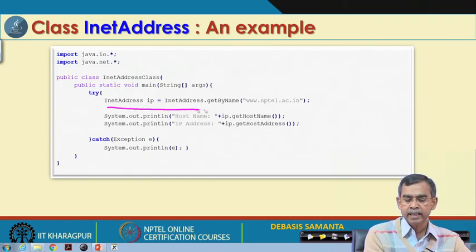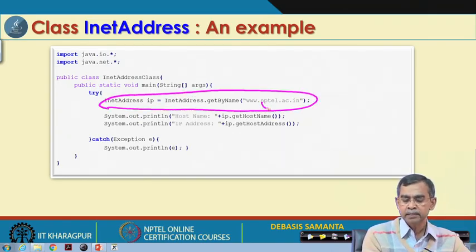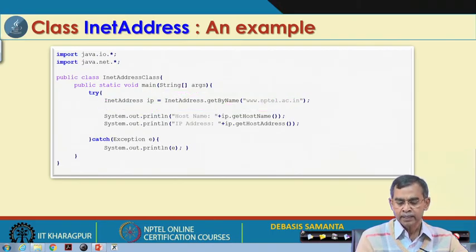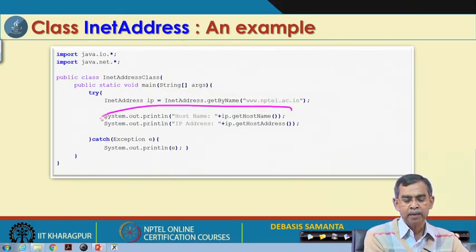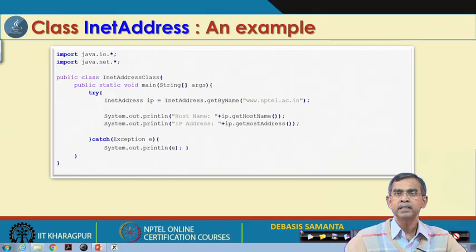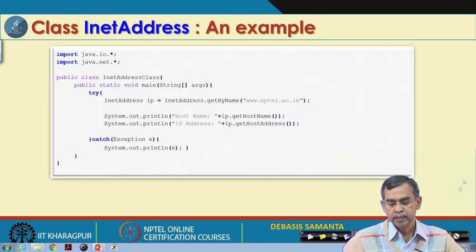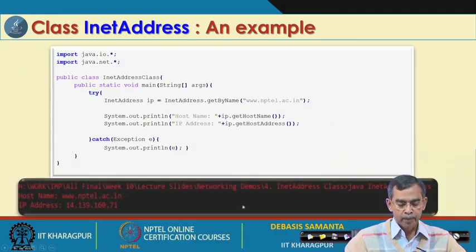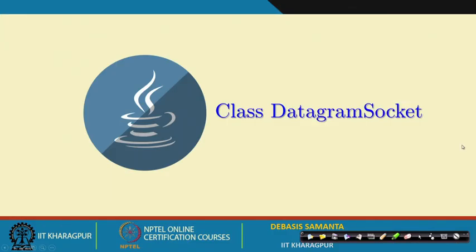INET address, just like a URL, is something we specify here, and we use get by name to obtain the INET address. So, IP is basically the INET address in this case. Once this INET address is there, we can use different methods like get host name, get local host, and so on, and then obtain the different information. The concept is very similar to the URL connection. Here is an example that you can run.